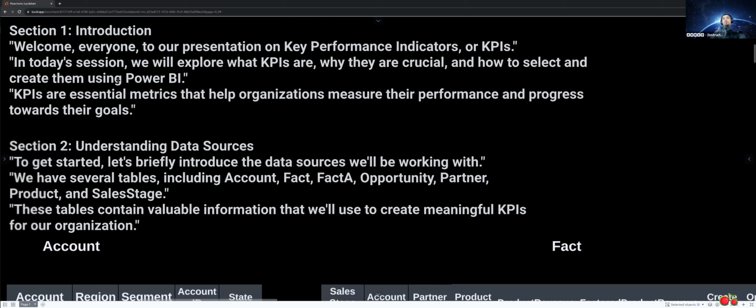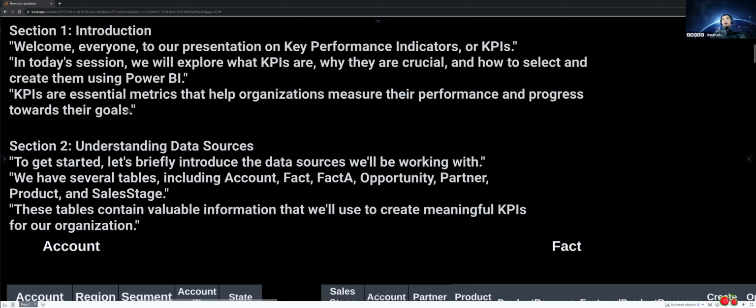So we're going to start with the first thing. Our presentation on key performance indicators, or the KPIs. In today's session, we'll explore what KPIs are and why they are crucial, and how to select and create them using Power BI. Okay.